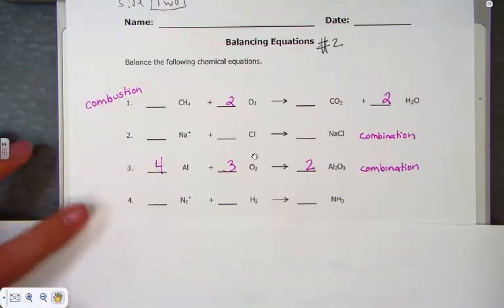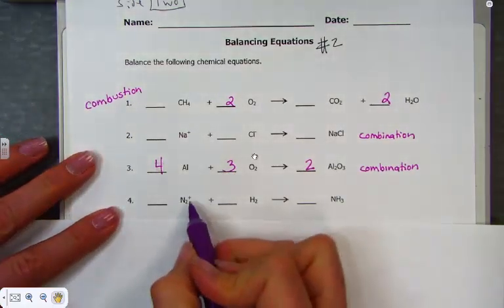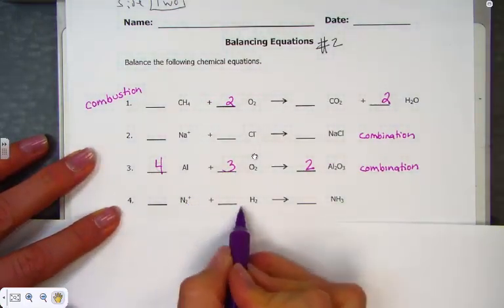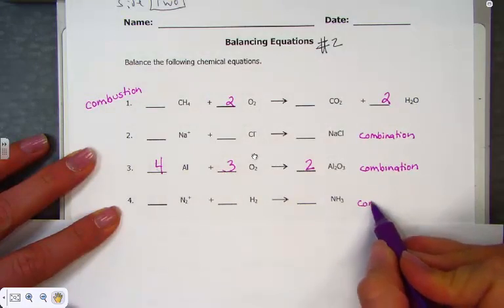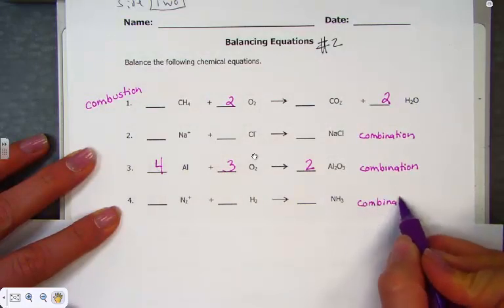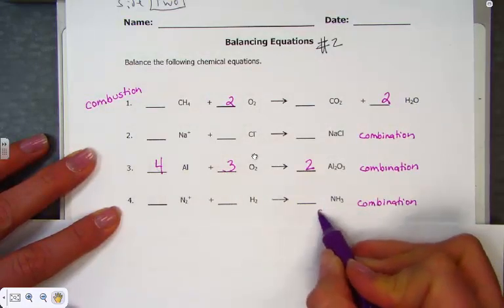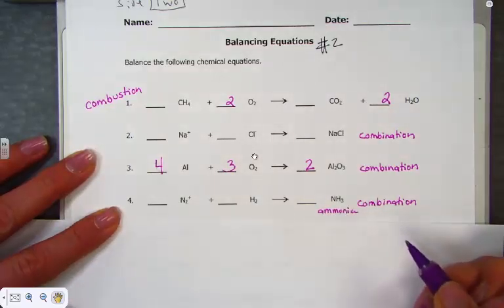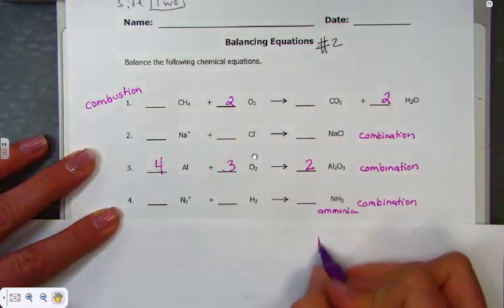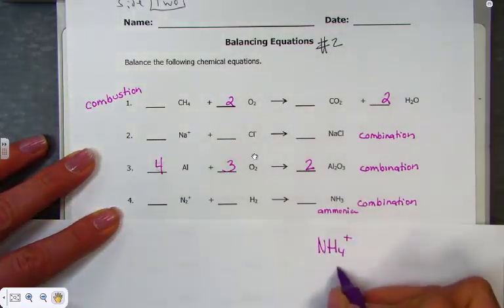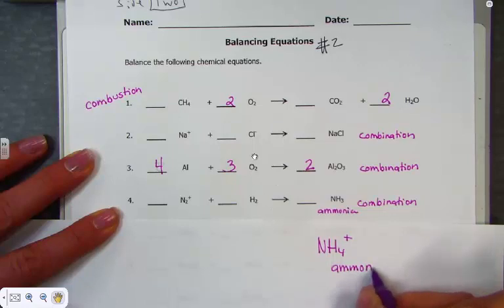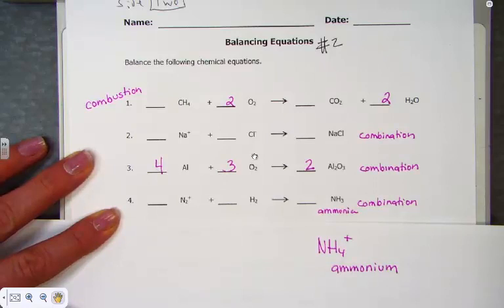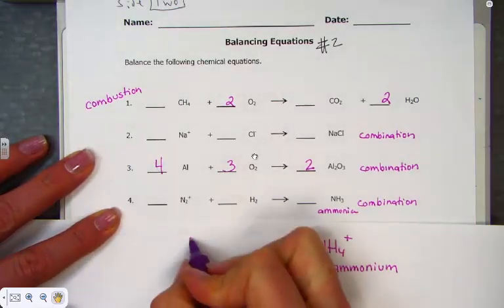N2 plus H2 makes NH3. I got to tell you, this does not belong, but it's not going to change the balancing. Elemental nitrogen combines with elemental hydrogen to form a molecule. Common household name here is ammonia. Ammonia, NH3. You might be familiar with its polyatomic ion, ammonium. Ammonia is the neutral molecule. Just a little nomenclature twist.